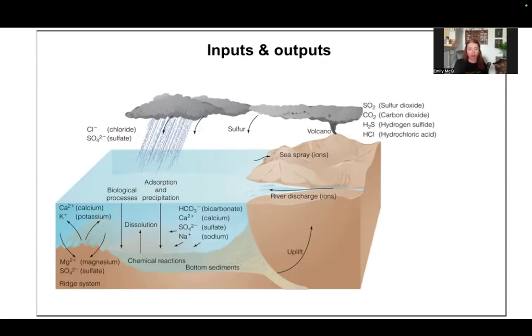You've seen this slide a few times now because I keep coming back to it, but these are just the inputs and outputs of different salts. So I did mention that there is a bit of a cycle with that, and sometimes the salts get embedded in sediment and they get buried in the ocean. So it is basically at equilibrium. Again, it's not anything we need to panic about.